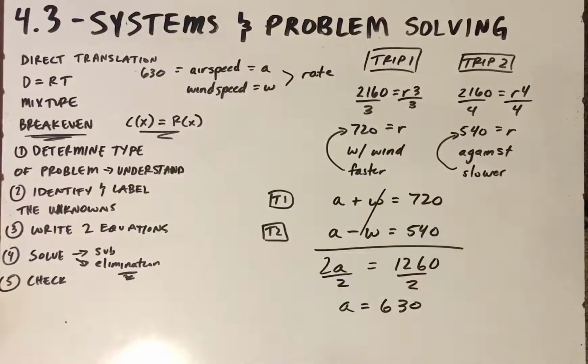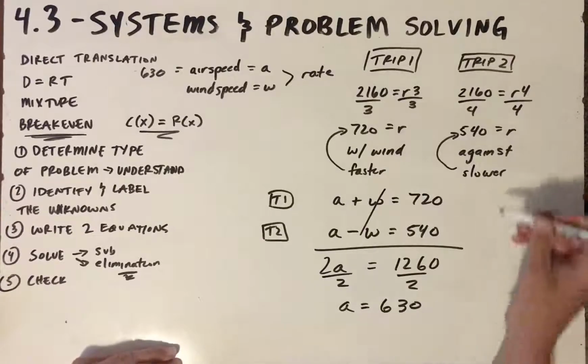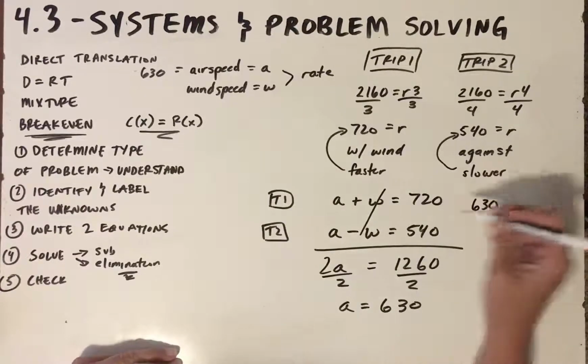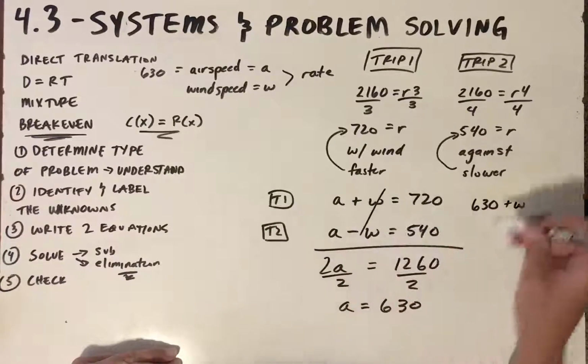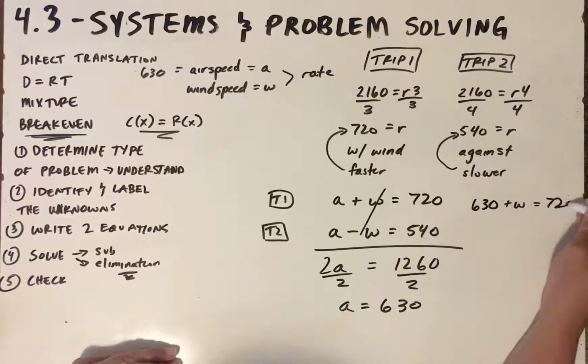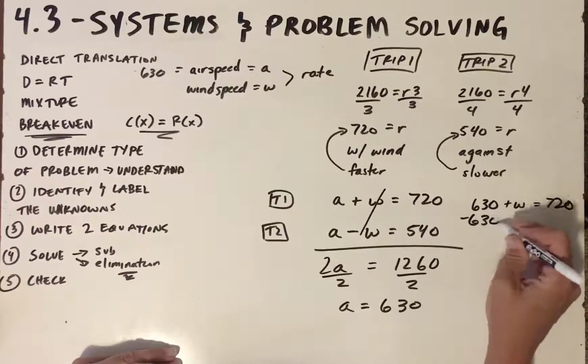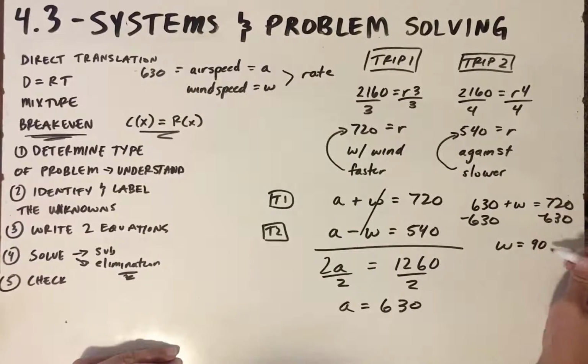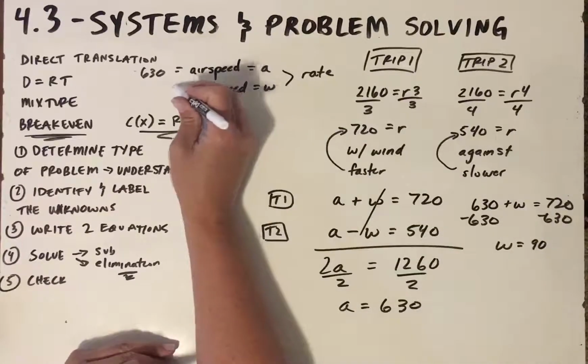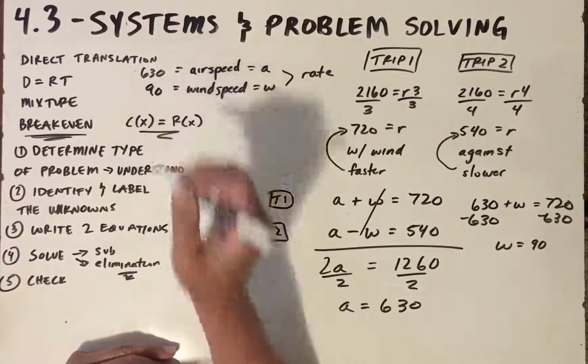Well, how fast is the wind? If I take this airspeed right here and plug it in, so substitute A, for 720, then I subtract the 630, the wind is going to be equal to 90 miles per hour. That is some fierce wind, 90 miles an hour.